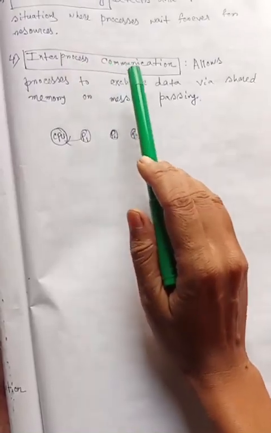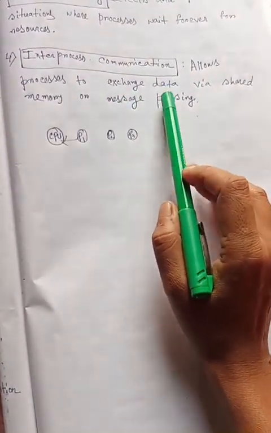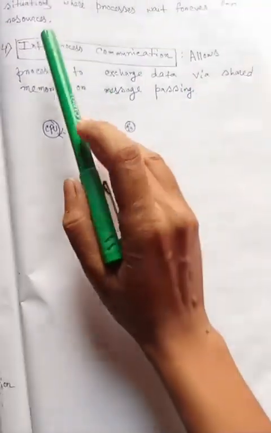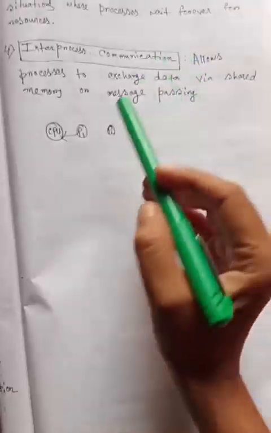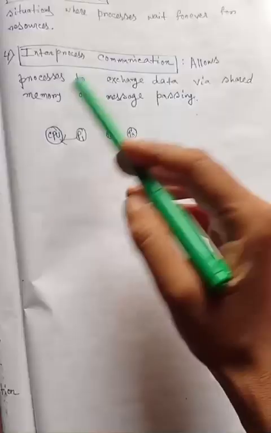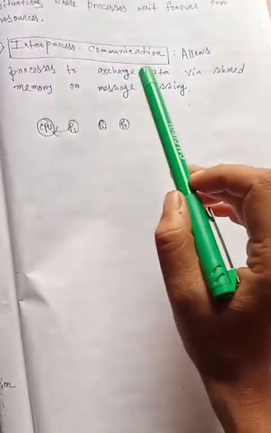Next we have inter-process communication. It allows processes to exchange data via shared memory or message passing. Inter-process, as the name suggests, there are processes P1 and P2 which will exchange data between themselves, and it will be shared via memory or message passing.